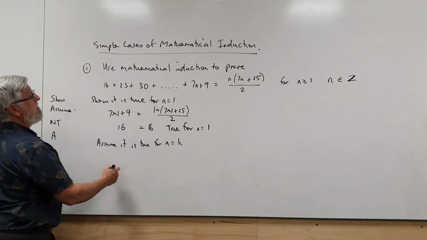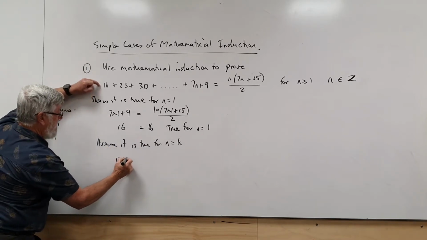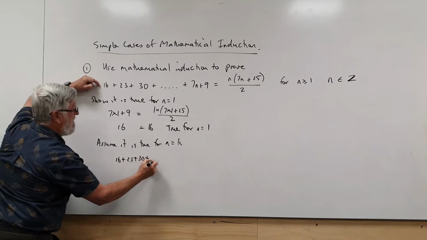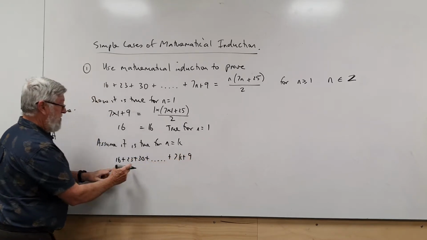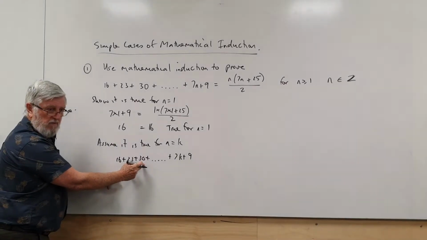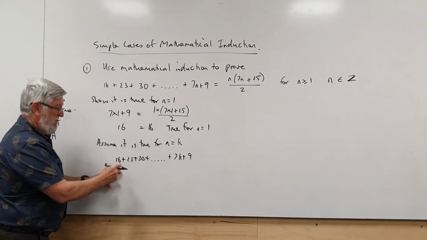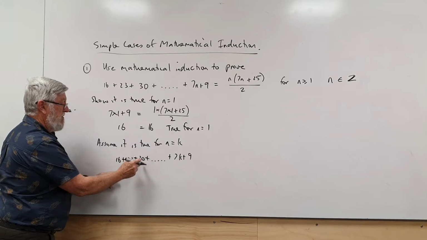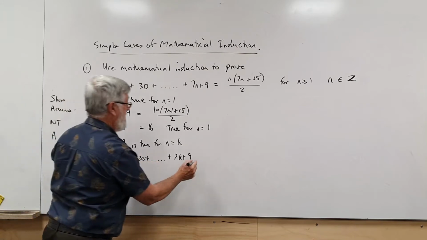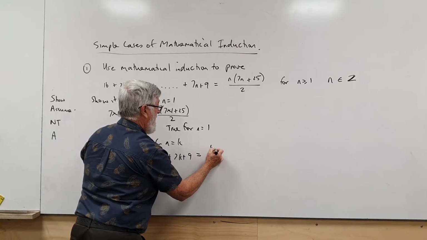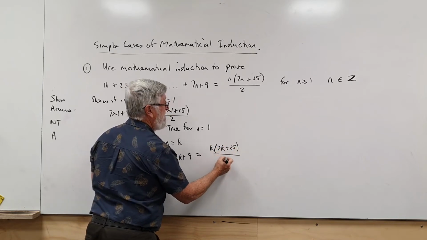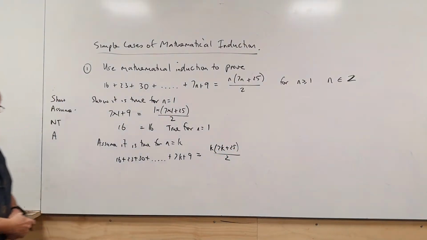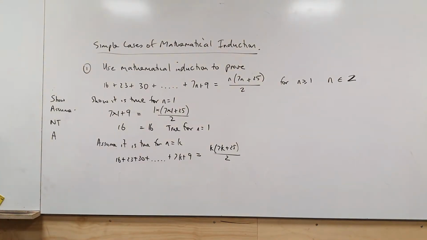So what have we got? Go to the original statement, 16 plus 23 plus 30. How many terms do you need to establish a pattern? 3. So most people will write that with 3 terms and dot, dot, dots, and then that will be k, 7k. So all we've done is replace the n by the k.